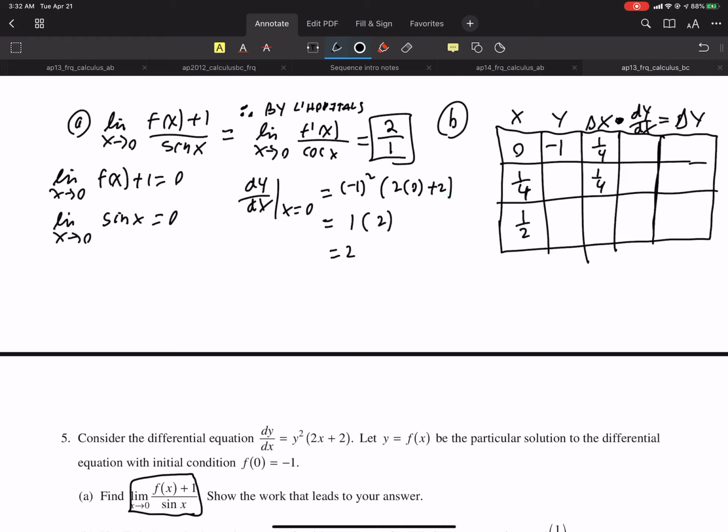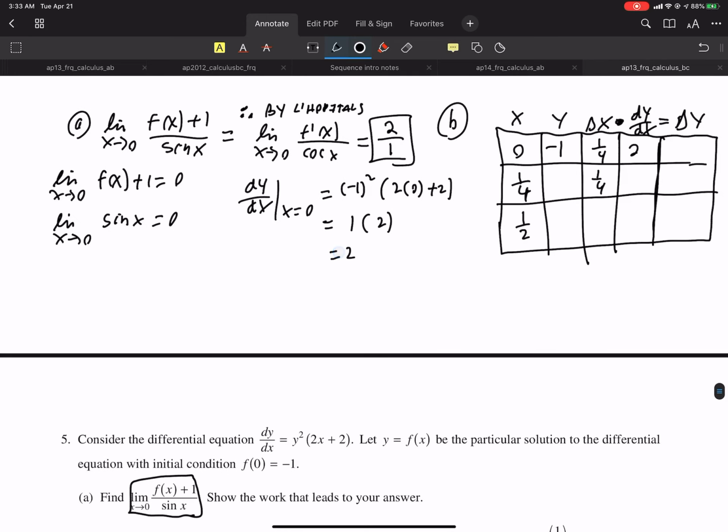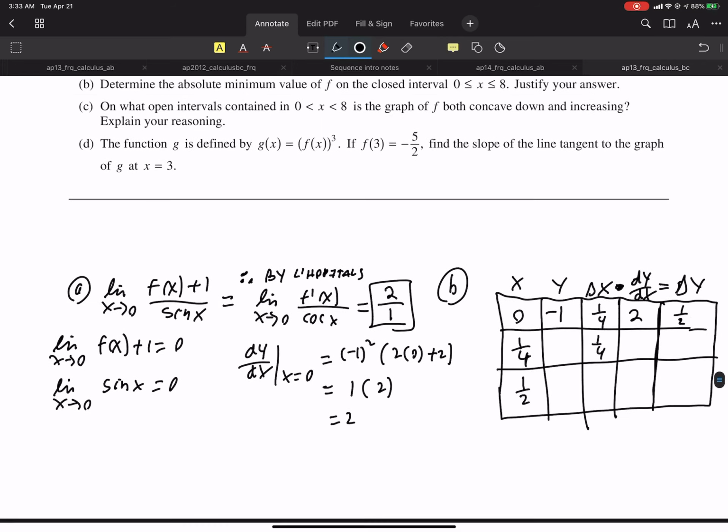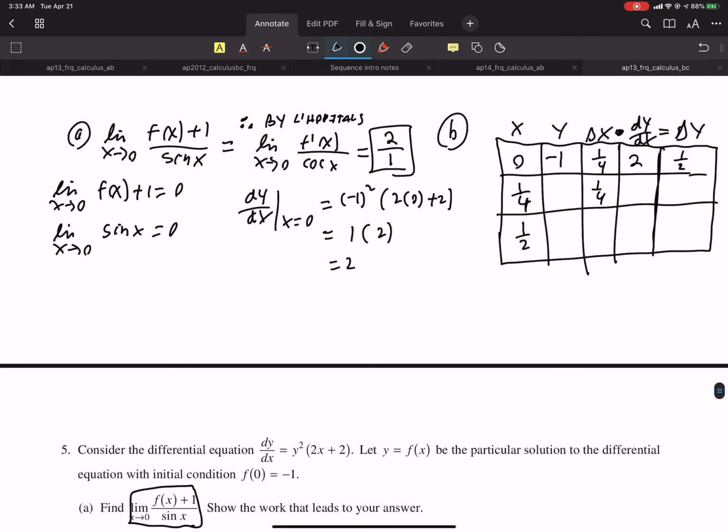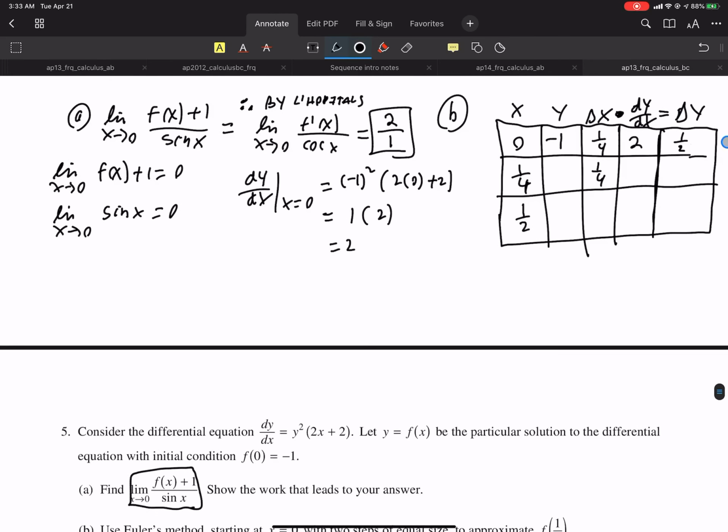We can do that. So we want dy dx at 0, negative 1. We actually found that. We found it right here. It's 2. 2 times 1/4 is 1/2. So I start at negative 1, and I increase by 1/2. Is that what we found? 1/2? Yeah. 1/4 times 2 is 1/2. So my y is going to increase by 1/2. So if you start at -1 and you go up 1/2, you're going to be at -1/2.